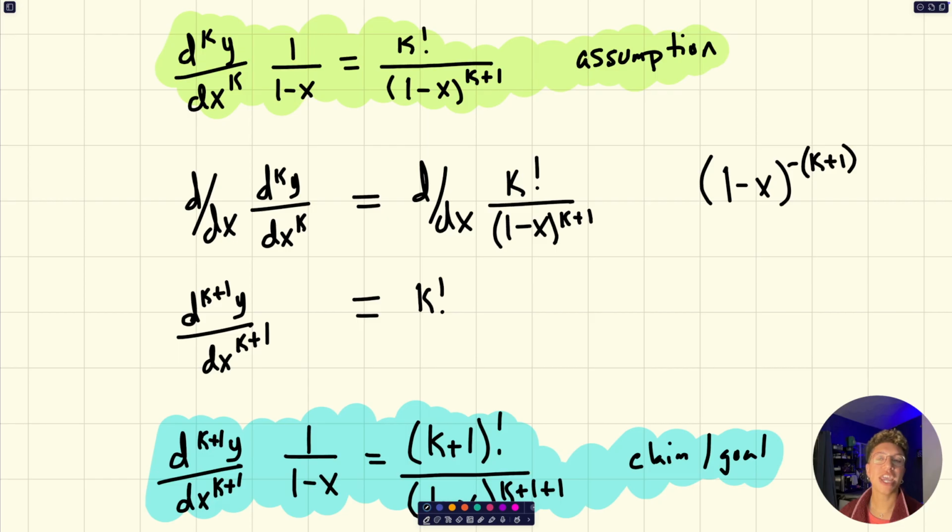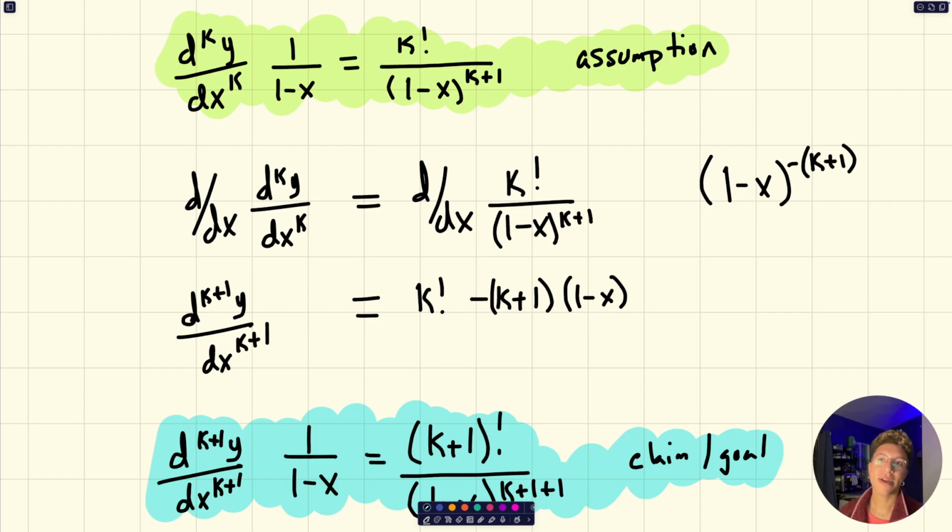We're doing the chain rule. It looks more complicated because there's a k here, but it's really just 1 minus x raised to a number. So to take this derivative, we want to do the derivative of the outside first. So we take our power, negative k plus 1, like that. We bring it down front. We keep our inside part the same.